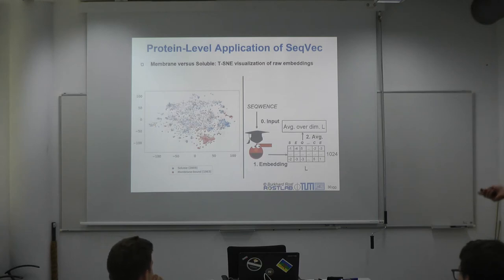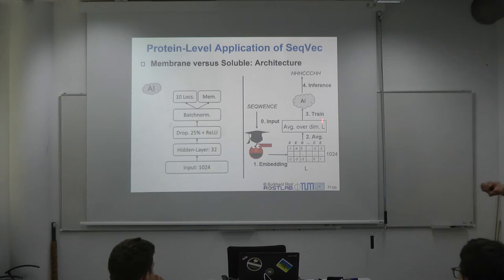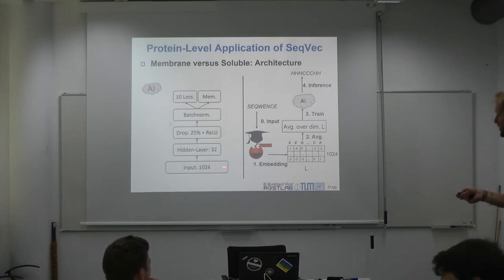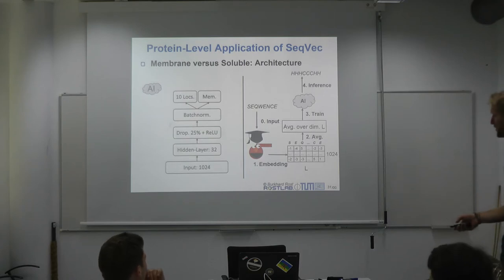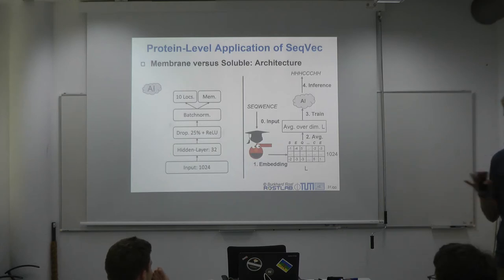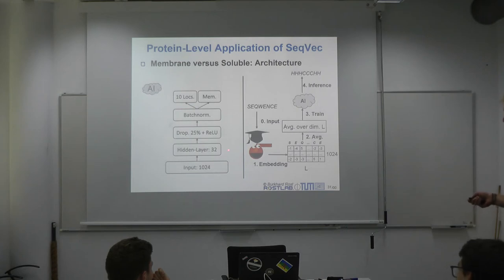So this was completely without training, and the obvious next step is of course to plug this representation into some kind of network and do inference on this. As we now had a fixed input size of always 1024, no matter how long the protein was, we could use a normal feedforward neural network. So no convolutions involved in this story, just a plain neural network with one hidden layer. We squeezed information of 1024 dimensions into 32 dimensions. We again applied dropout and a rectified linear unit.